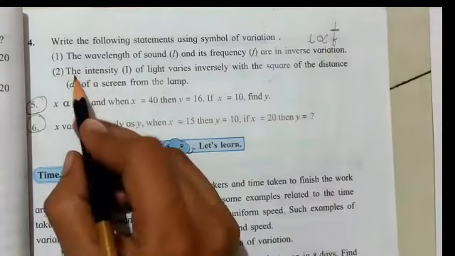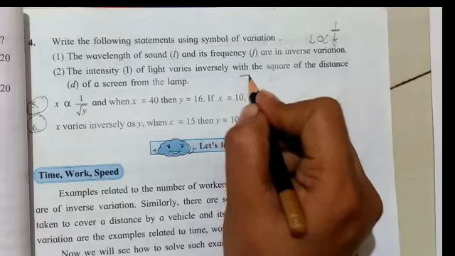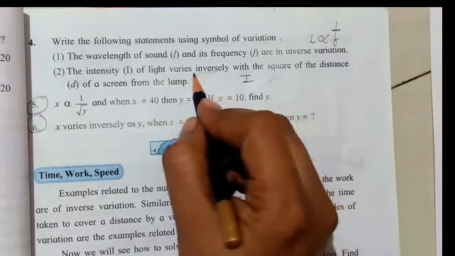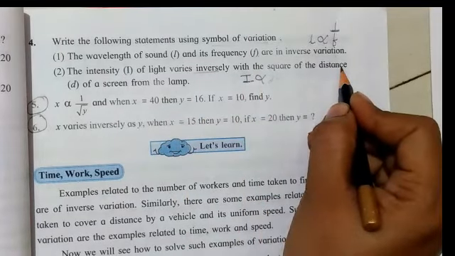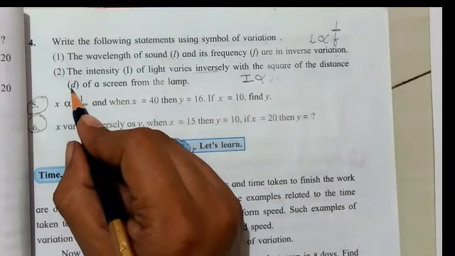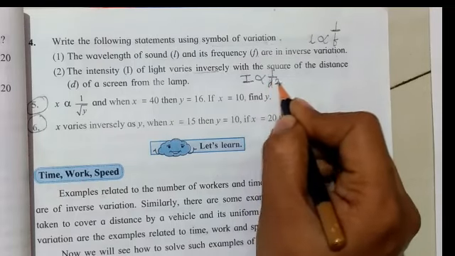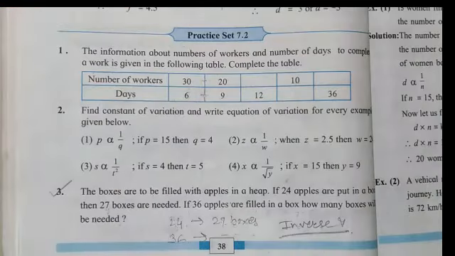Now the second: the intensity, which is indicated with I, of light varies inversely with the square of the distance. Distance is indicated with D, but its square is mentioned here. So 1 upon D square. This is the answer of this second question, which you have to write in your classwork notebook. So students, this way your practice set number 7.2 is over.